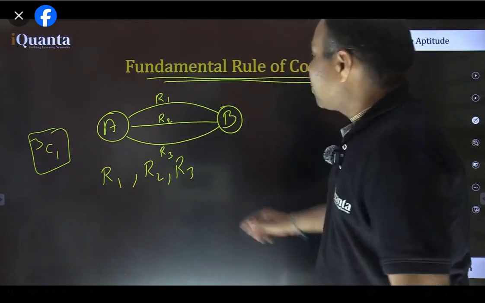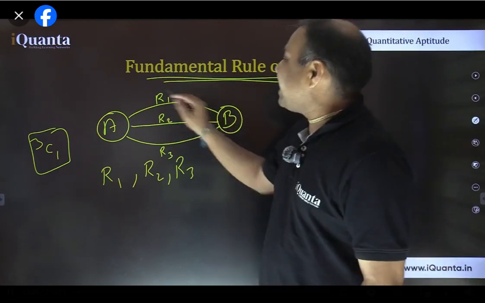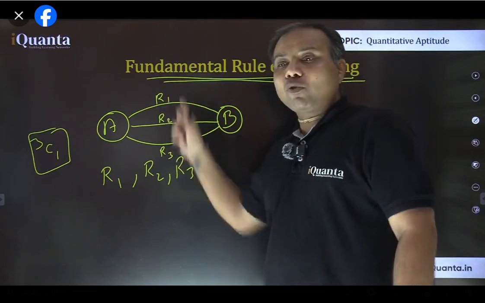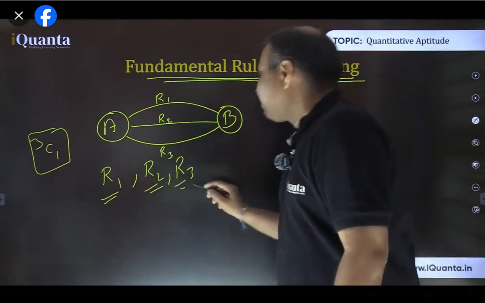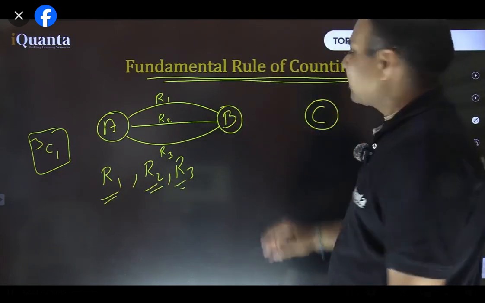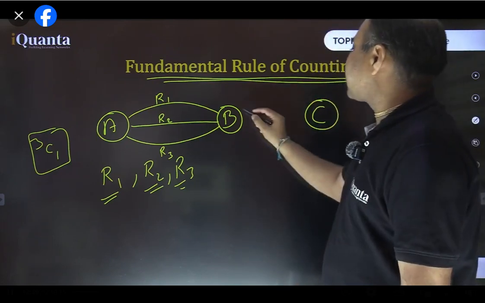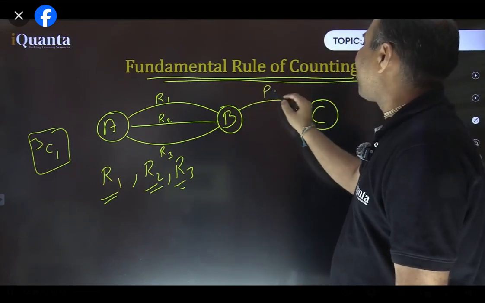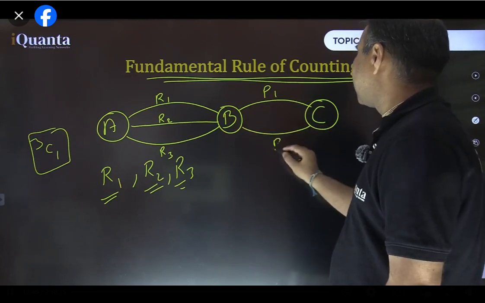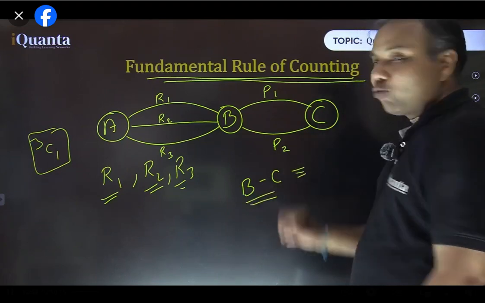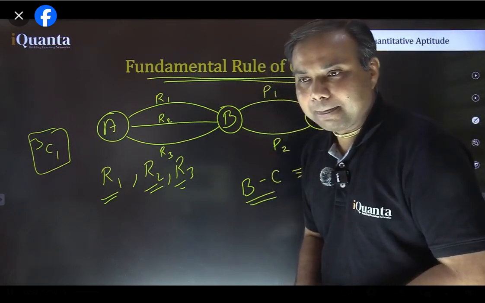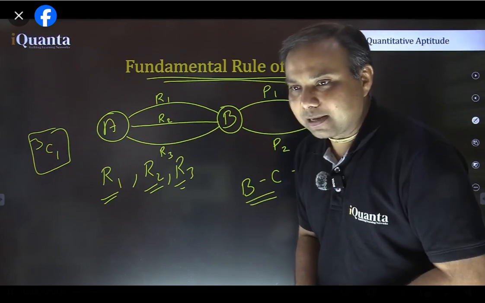Okay, let's continue. So from A to B, there are 3 direct roads. So I can use either R1 or R2 or R3. That means out of these 3, I can use only one. Fine. So these are 3 ways, and the 3 ways are these 3 roads. Let's say there is another city C. There's another city C. And there are some direct paths here. So let me call this path 1 and path 2. Now, can you tell me how many ways are there to go from B to C? B to C जाने के कितने ways हैं? How many ways are there to go from B to C?